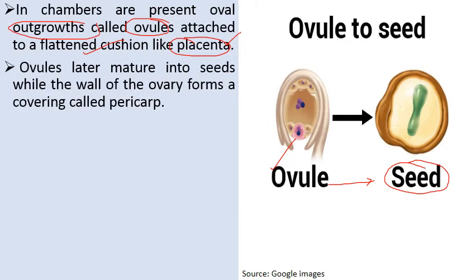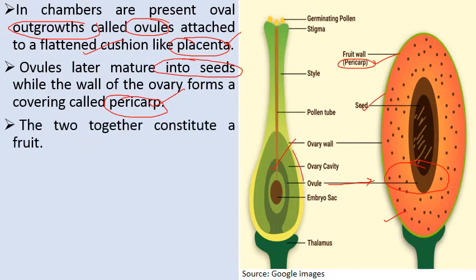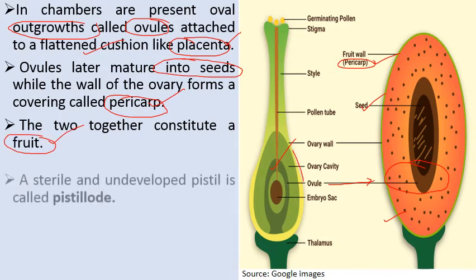Ovules later mature into seeds, while the wall of ovary forms a covering, जिसे कहा जाता है pericarp. So wall of ovary बनाता है covering, जिसे कहा जाता है pericarp. And this ovary wall will give rise to the future fruit wall, which is known as pericarp, and it bears a seed inside it. The two together, that is ovule as well as the ovary wall, combine to form the fruit. So fruit is basically a ripened ovary.